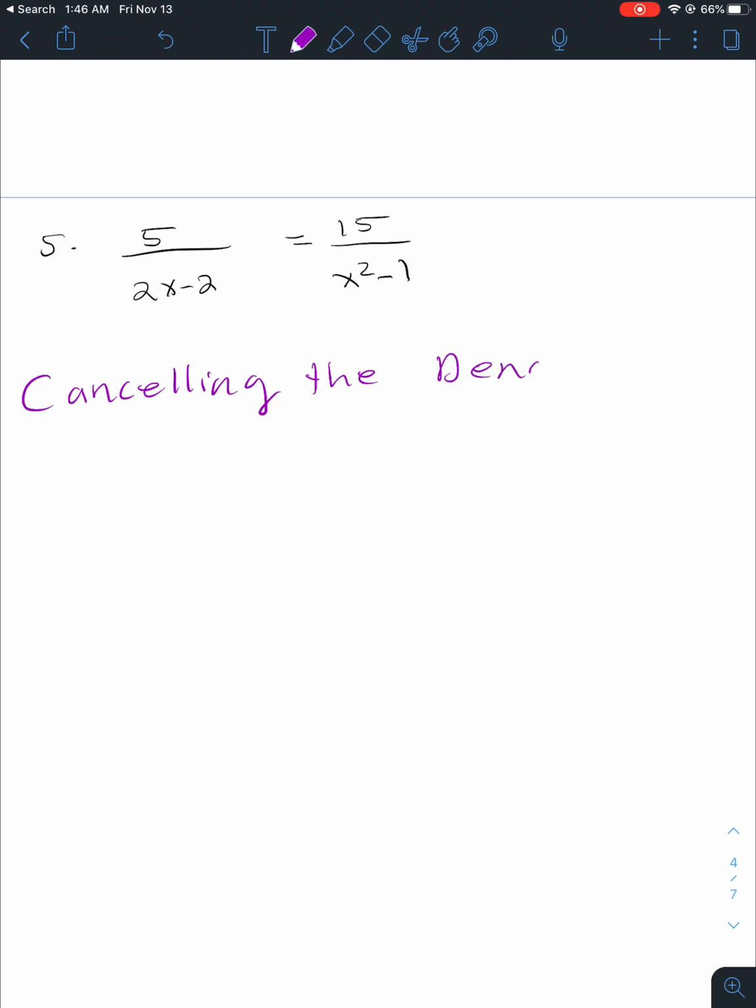I don't know what. Denominator. Okay, so what I'm going to do is I'm going to factor first. So I'm going to highlight this in yellow.